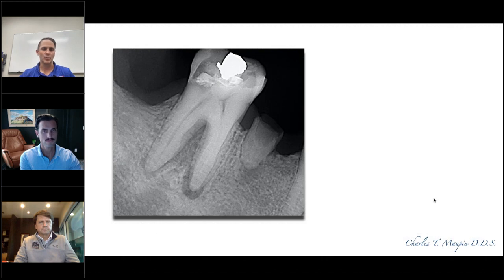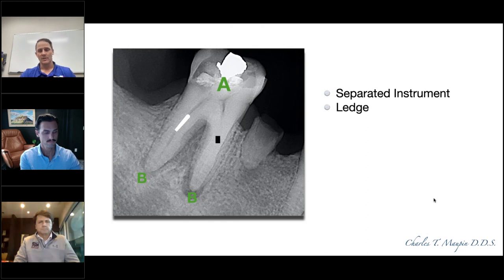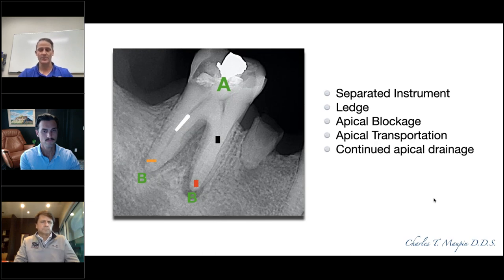I realize it's more nuanced than this, but to put it in simple terms, it's to get from point A to point B as quickly and efficiently as possible. But along the way, anyone that's done endo treatment knows hurdles occur. Separated instruments, how about a ledge, apical blockage, apical transportation, continued apical drainage. Anyone that has done any type of treatment has encountered any of these five things listed, and this isn't all encompassing. There's other stuff that can go on as well.